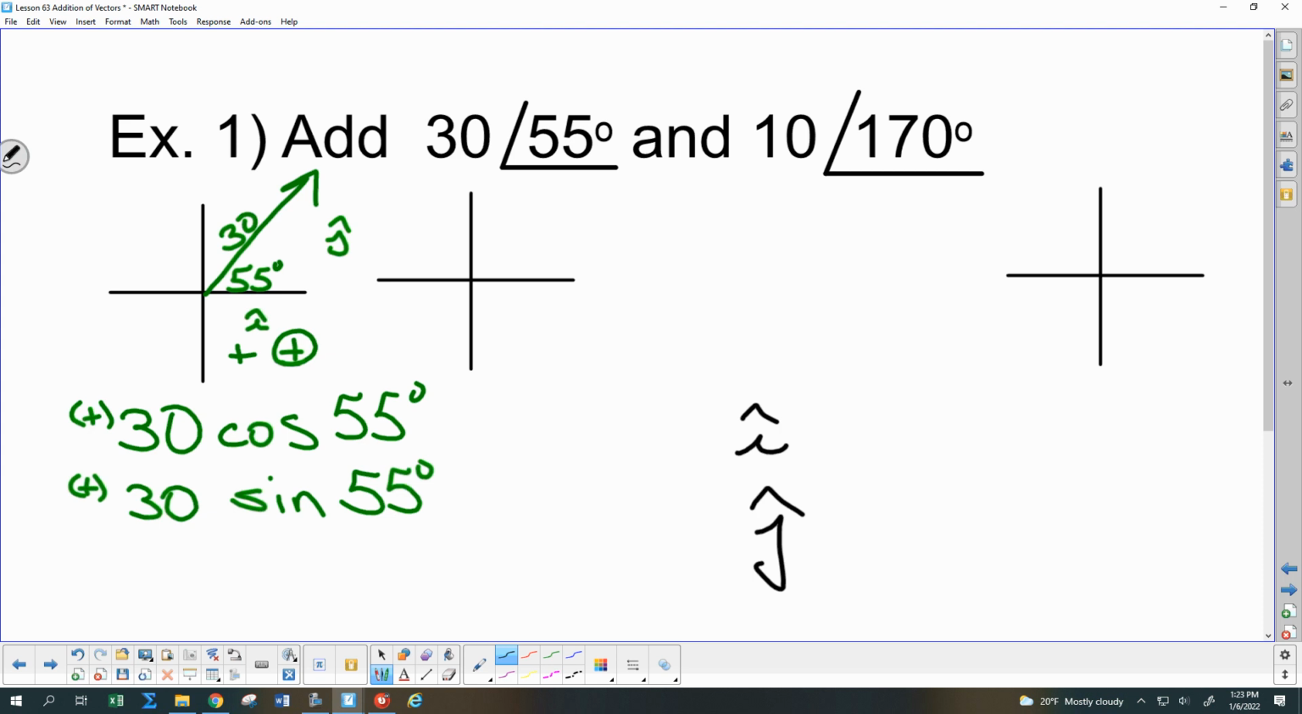Then we do the same thing for the second vector, except it happens to be a little bit harder because it's not first quadrant. Everybody hold up fingers. First, second, third, or fourth quadrant, where am I going to draw 170 degrees? So I am mostly seeing 2 fingers up, which is correct. We go just a little bit short of the 180 degrees.